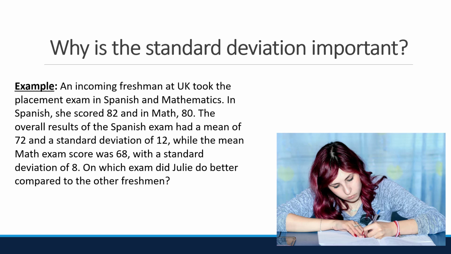Example: an incoming freshman at UK took the placement exam in Spanish and mathematics. In Spanish, she scored an 82 and in math an 80. The overall results of the Spanish exam had a mean of 72 and a standard deviation of 12, while the mean of the math exam score was 68 with a standard deviation of 8. On which exam did Julie do better compared to other freshmen?